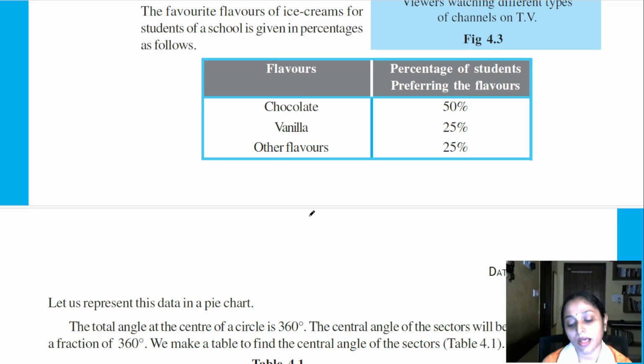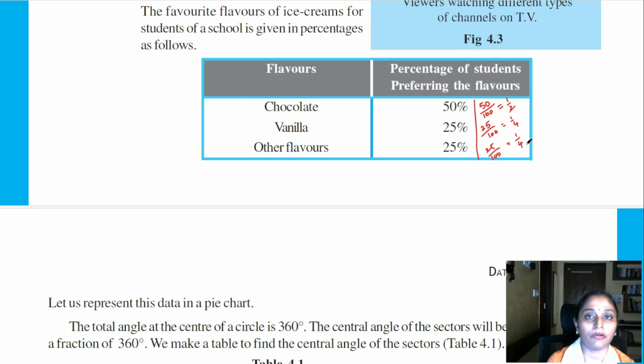Now whenever you are asked to represent data using a pie chart, the first thing you are going to do is convert each category into the corresponding angle in your circle. For example, here the information is given in terms of percentage. When I say 50%, I am talking about 50 out of the whole 100, because percentage is out of 100, which is nothing but half. And when I am saying 25%, I mean 25 out of 100, which is nothing but 1/4. So these are the fractions.